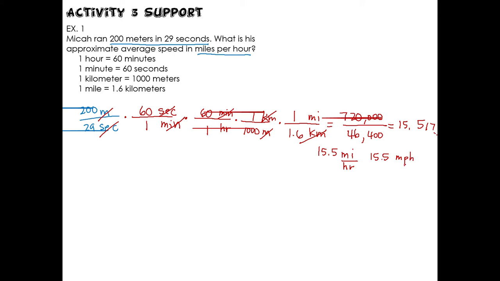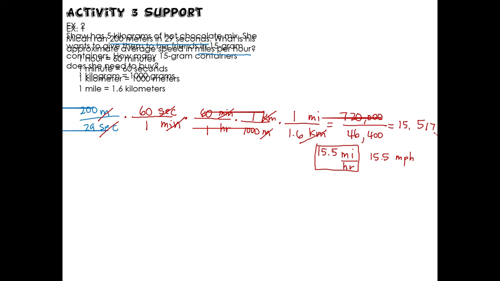We use that a lot. I think we only use it for miles per hour. I don't think we use it for anything else. So yeah, Micah runs on average about 15.5 miles per hour. Whether he can sustain that speed, I don't know. But at least for those 29 seconds, that's how fast he's going.